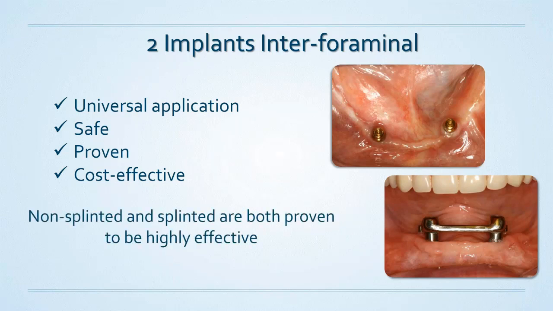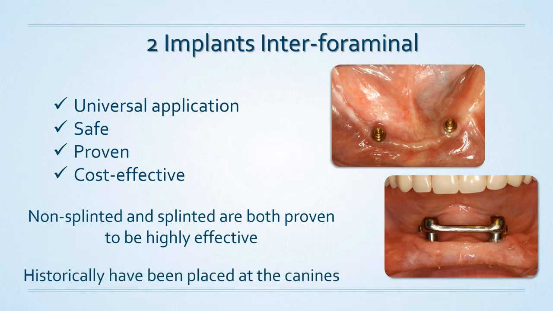Additionally, the literature as well as my experience shows that a non-splinted implant reconstruction is equally effective as a splinted restoration. Historically, implants have been placed at the canines connected with a bar because we were so concerned about overloading the implants. What the research shows is that 2 individual implants with a stud style abutment, such as a Locator, is an excellent restorative as well as a long-term solution for our patients.